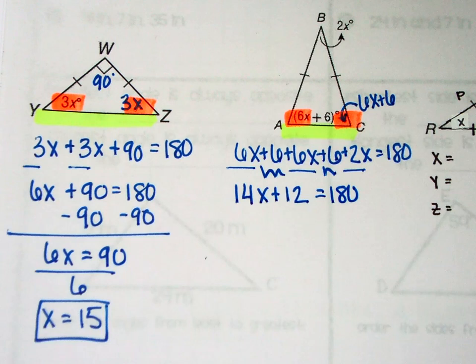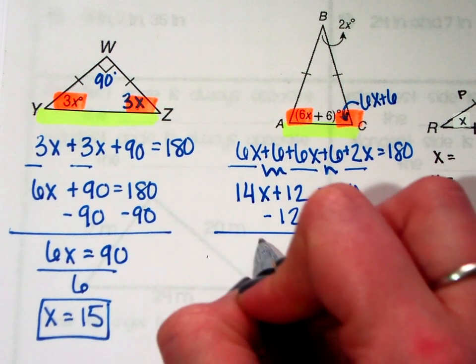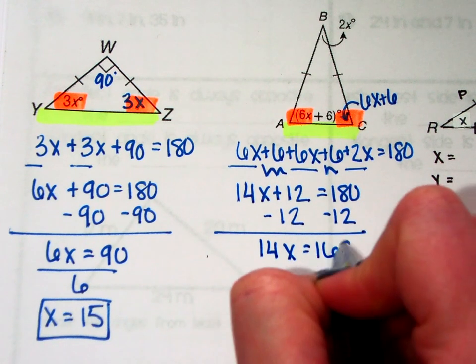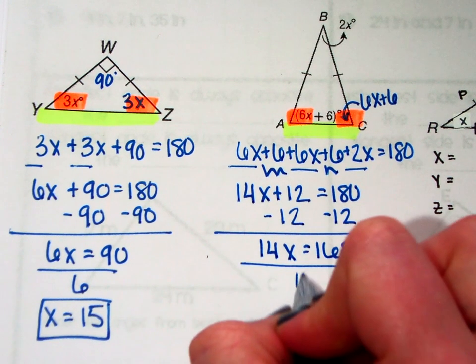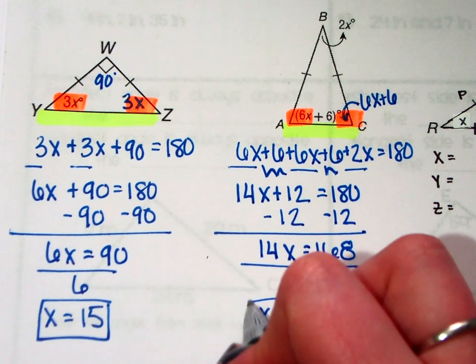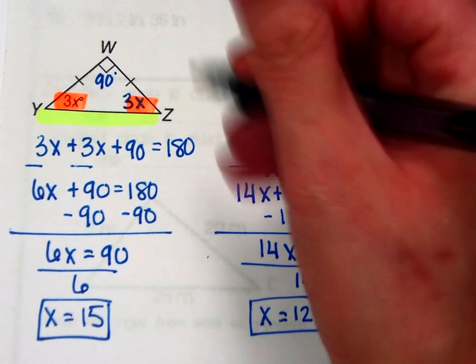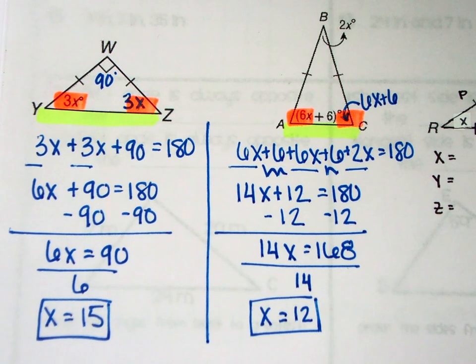Bring down the 180. So I'm going to subtract 12 from both sides. And I get 14x equals 168. Dividing both sides by 14, x is 12. So again, in problems like these, what you want to make sure that you do is identify the base, then find the base angles, make sure that you have both of the base angles, then add everything up to equal 180. Because remember, these are angles in a triangle. All angles in triangles add up to 180 regardless of the size or type.